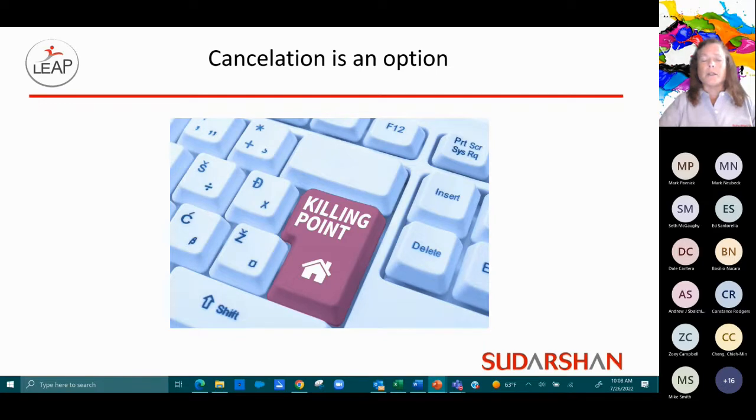Cancellation is always an option. So here it's always key to make sure that we have that option available. I know in R&D it's very difficult to let something go, but there are times when that's the most appropriate answer to make, is canceling a program.